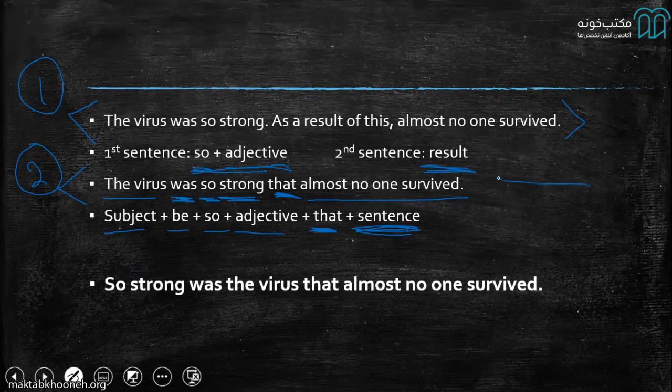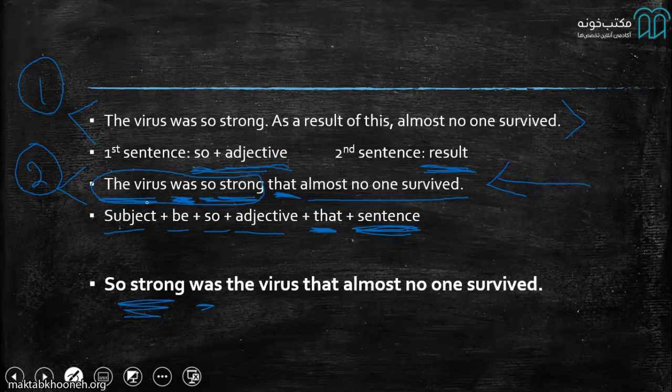If you go back to this sentence over here, all I really did is I changed the order. So the virus was so strong, I just put so strong at first, as you see here. Then I said was, and then I said the virus. So I went backwards. So I took that first part of my sentence right here, and I made it backwards. I said, so strong was the virus. It's really not that hard. The rest stays the same. That almost no one survived. So you're just quickly making an inversion happen here.